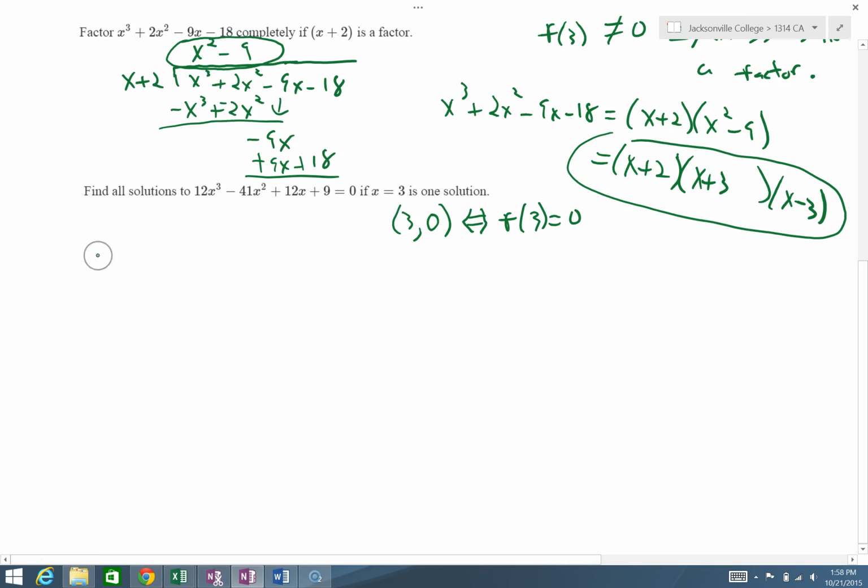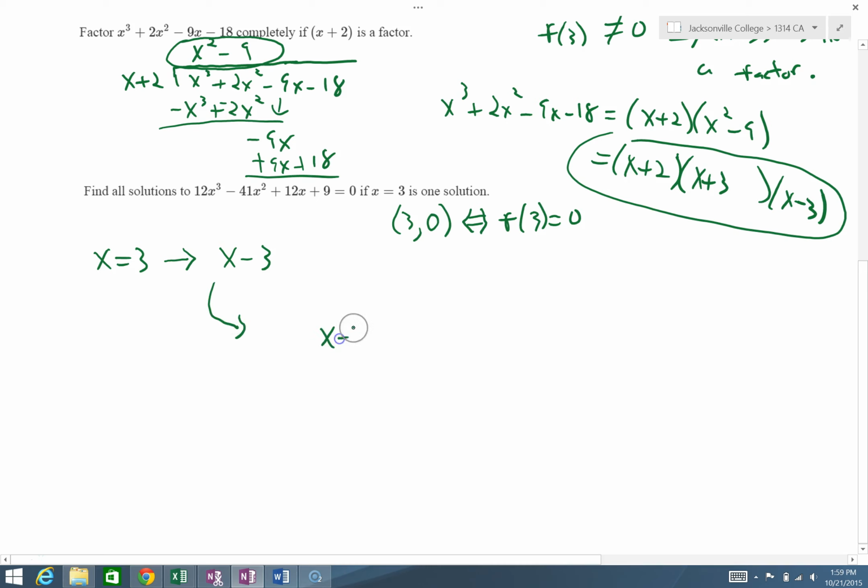Well, what that tells us, if x equal 3 is a solution, by our factor theorem, this corresponds to the factor x minus 3. This makes perfect sense because if x equals 3, doesn't x minus 3 equal 0? Well, this is going to be a factor of this polynomial. So I'm going to divide this polynomial by this factor. Here I go.